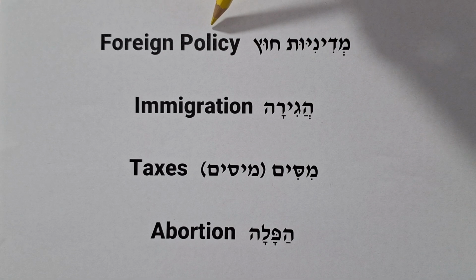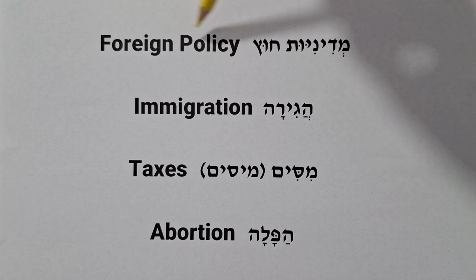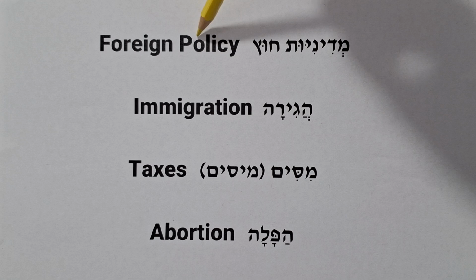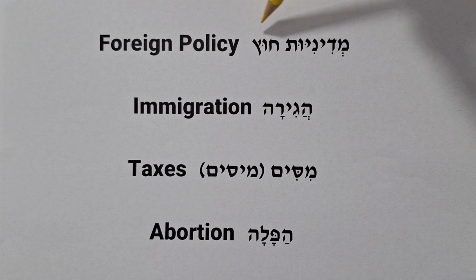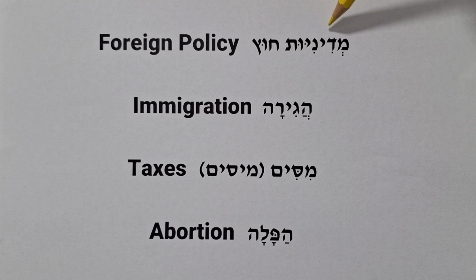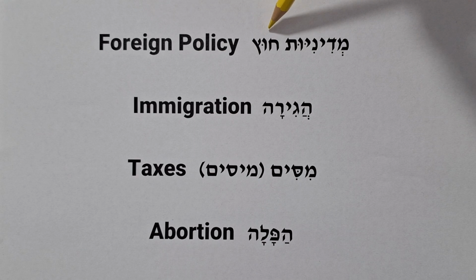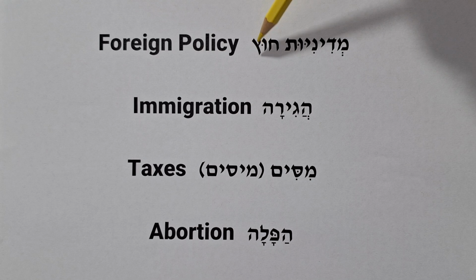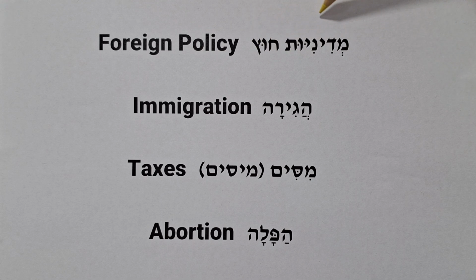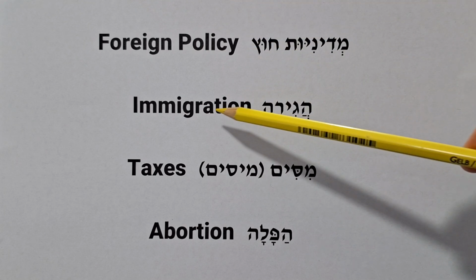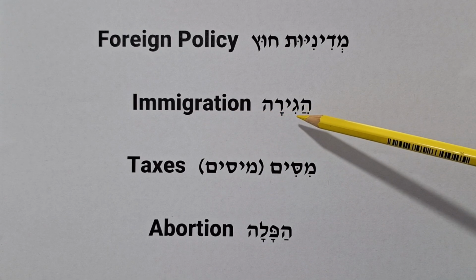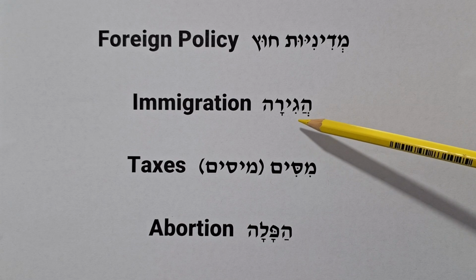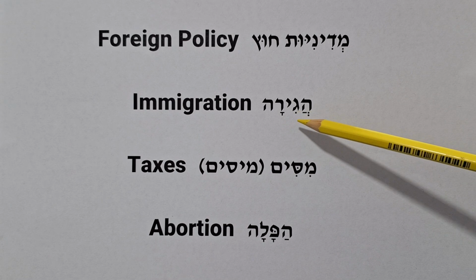Foreign policy. So this is the adjective, and this is the noun, and in Hebrew, policy is מדיניות, foreign, חוץ. In Hebrew, this is also noun, מדיניות חוץ. חוץ is something that is outside in Hebrew, מדיניות חוץ. Immigration, הגירה, הגירה. From the verb להגר, להגר.